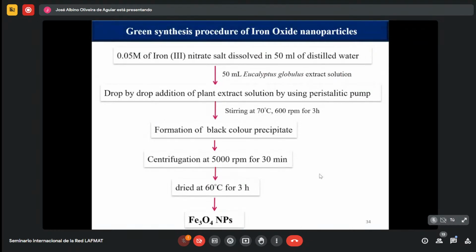Yeah. So this is the iron oxide nanomaterial. So here, iron oxide nanomaterial, hydrogen, hydrogen, hydrogen.